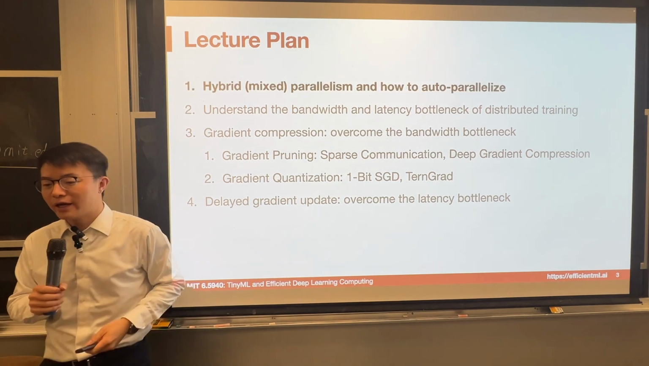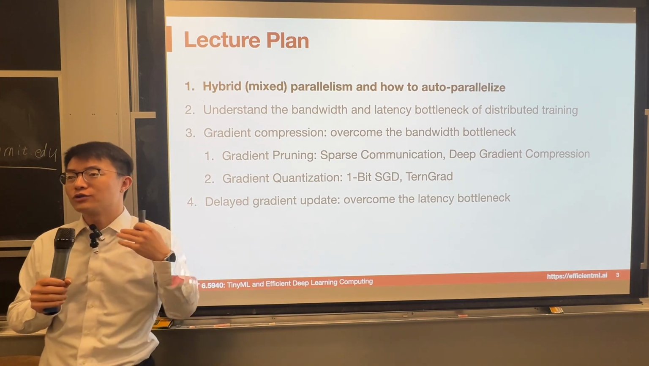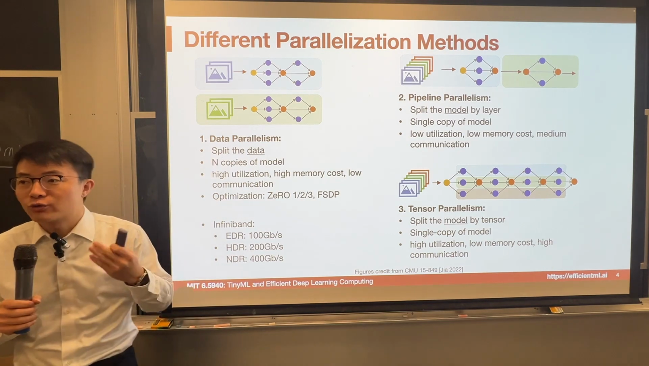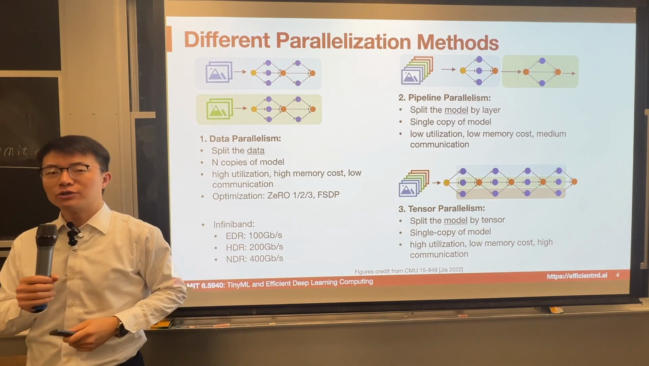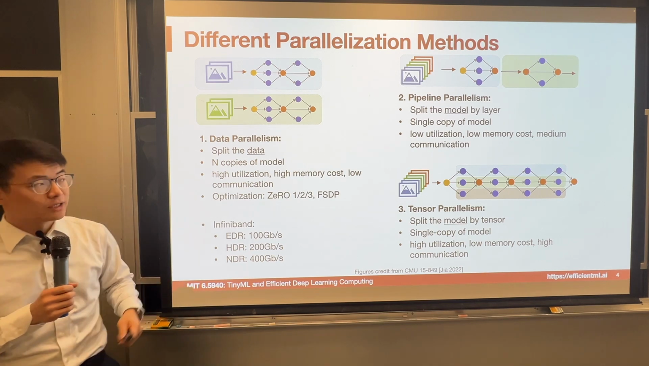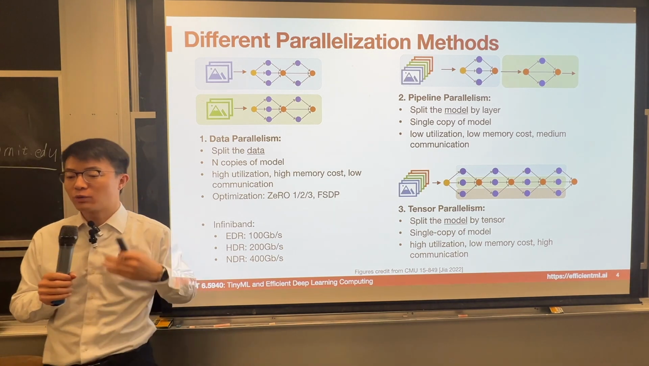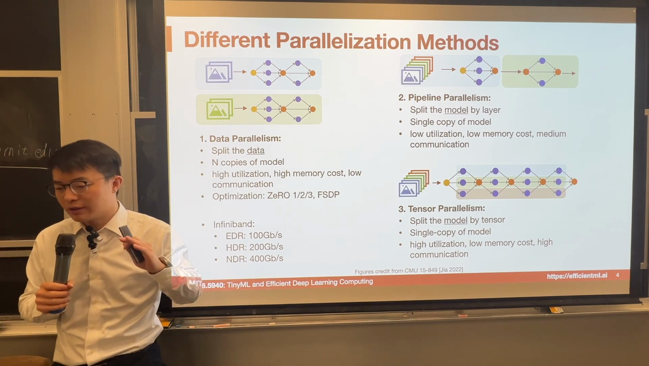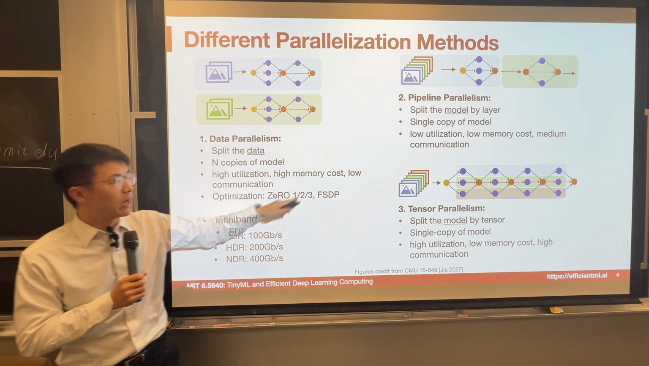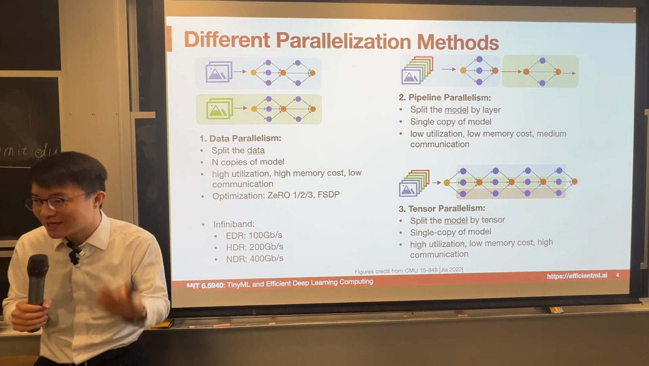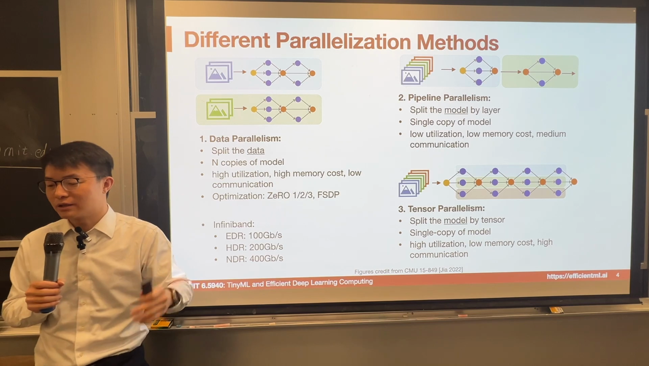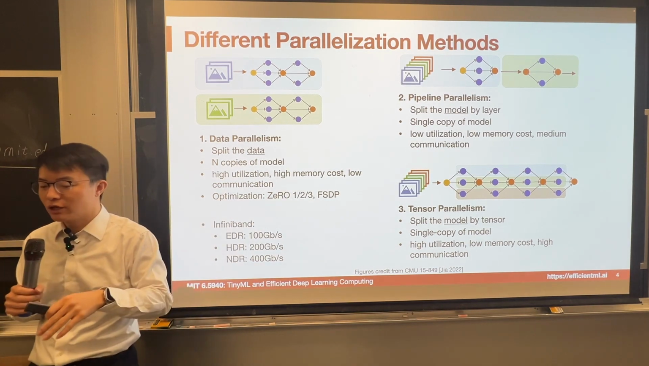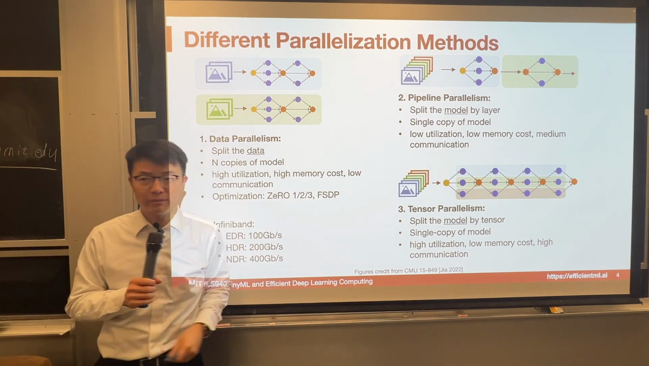So let's start with hybrid or mixed parallelism and also talk about how to auto-parallelize. And let's first review 3 kinds of parallelization opportunities for distributed training, starting with data parallelism. Okay, so we want to split the data. You have n copies of the model, and this is pretty high utilization but high memory cost, since you have to have the same copy of the entire model on each machine. But that can be potentially optimized by ZeRO 1, 2, 3 for fully sharded data parallelism.